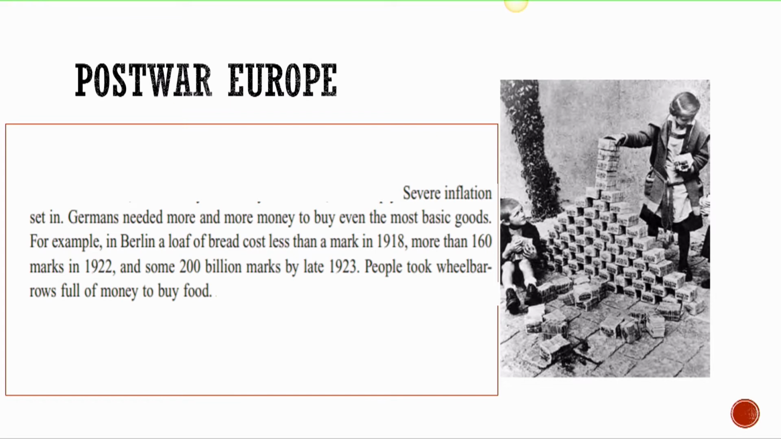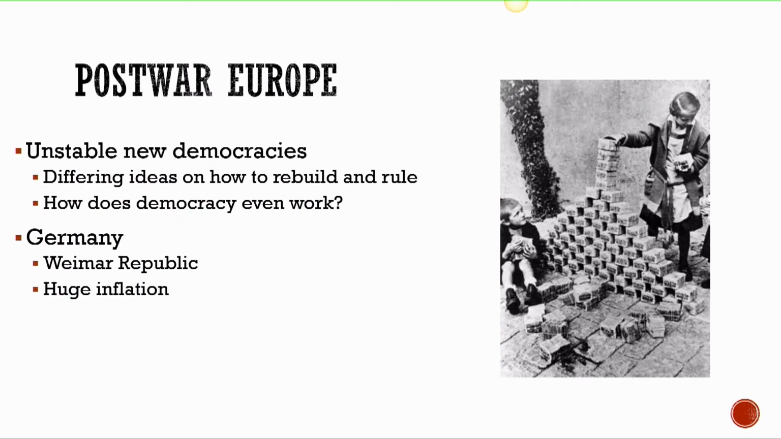Let me give you this quote to kind of put this in perspective. Severe inflation set in. Germans needed more and more money to buy even the most basic goods. For example, in Berlin, a loaf of bread cost less than a mark in 1918, right at the end of World War I. More than 160 marks in 1922, just 4 years later. And then some 200 billion marks by late 1923. That's for a loaf of bread. People took wheelbarrows full of money to buy food. Definitely something's got to change.